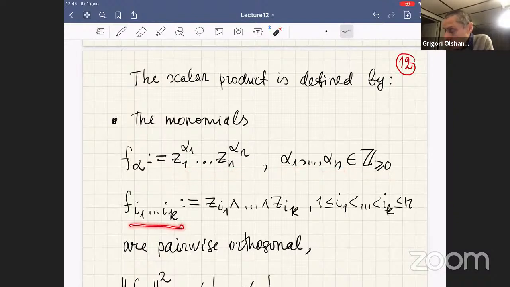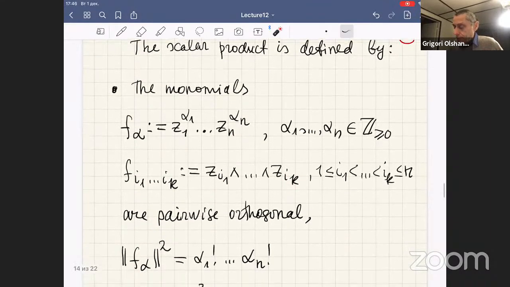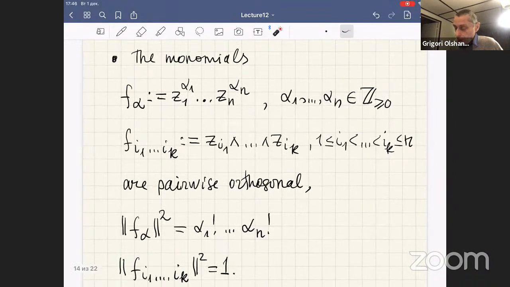In the Grassmann case, these indices should be 0 or 1, and the product should be understood as the wedge product. So these are the Grassmann monomials. The definition of a scalar product is that these and these are orthogonal, but we need also to specify the norm. By definition, the norm is equal to 1. And in this case, the norm is equal to this quantity, the product of factorials.